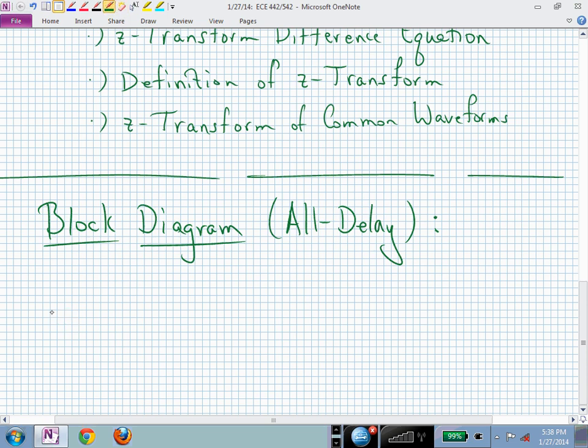So let me say that this is now W of n plus 3W of n minus 1 plus 2W of n minus 2 is equal to the reference input R of n. And that left-hand side should look similar to what we had the last time.